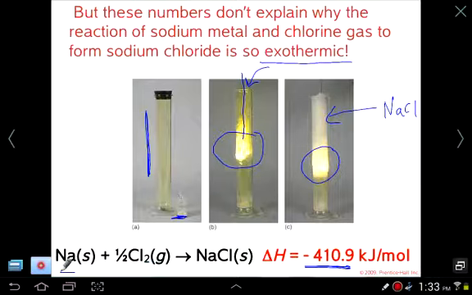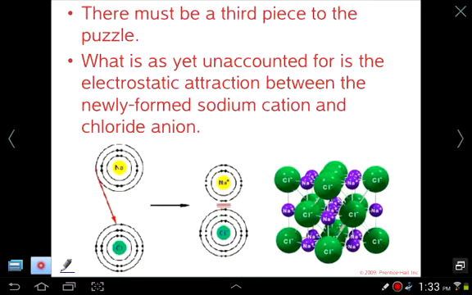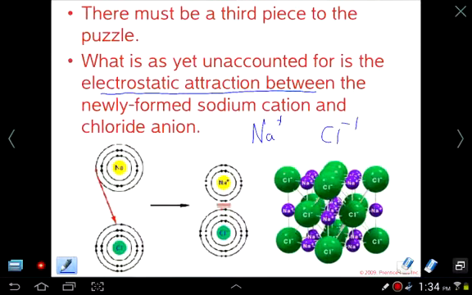But when we added up the ionization energy and the electron affinities, we calculated a positive number. What this means is there must be something else that we're not accounting for. There must be a third piece to this puzzle. And the third piece is the electrostatic attraction between the newly formed sodium cation and chloride anion. Anytime you have a positive and a negative, these attract one another. And when they attract each other, they come together and bond, and recall that any bond that forms releases energy. They will release quite a bit of energy.